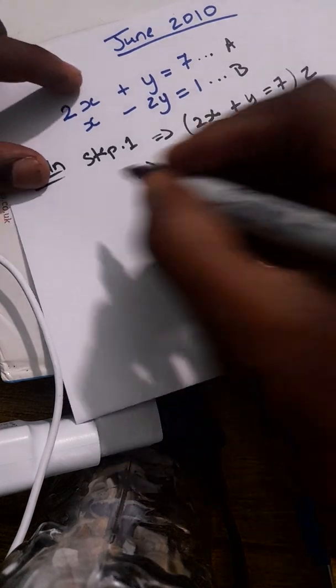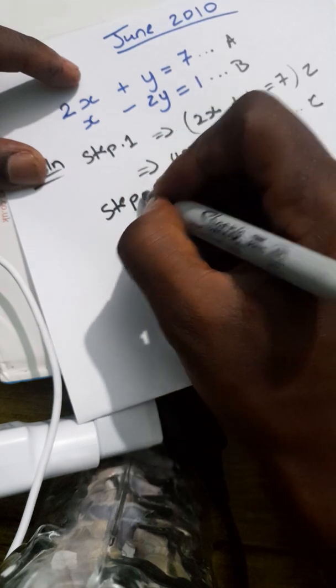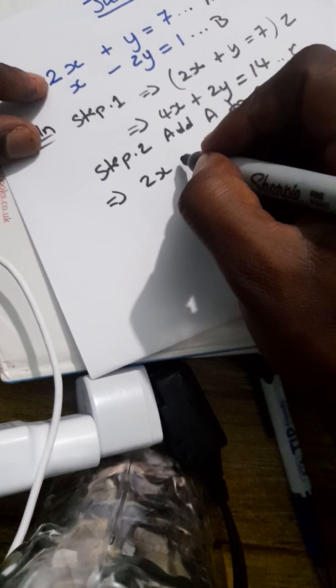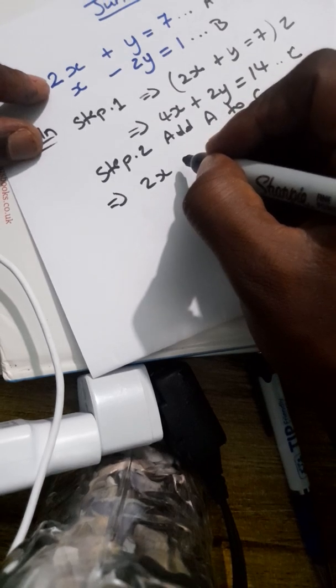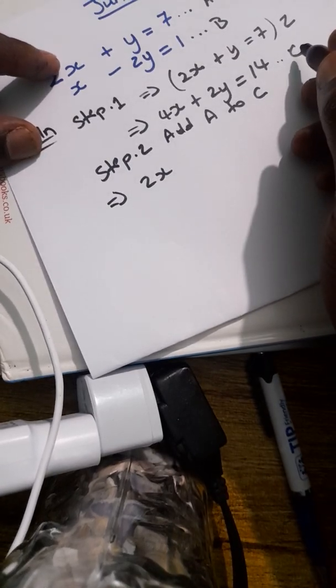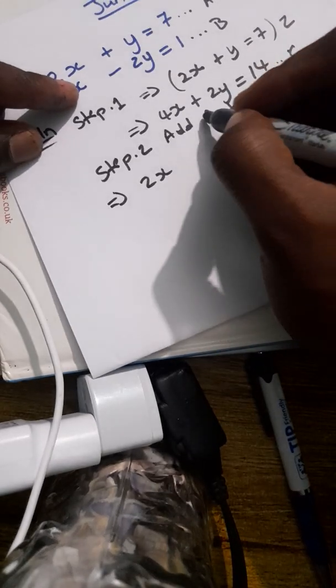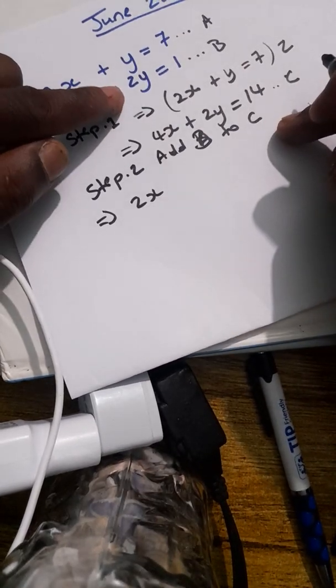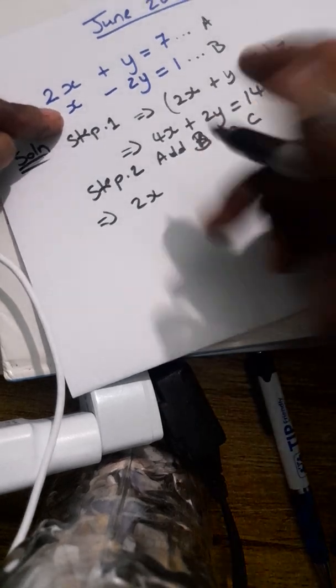So step 2, and we know why we changed it, right? Step 2, add A to C. No, I always make that mistake. It's not add A to C. Remember, we changed A to C, so it's add B to C. Because A now becomes C, so it has to be this. Sorry about that. So add B to C.